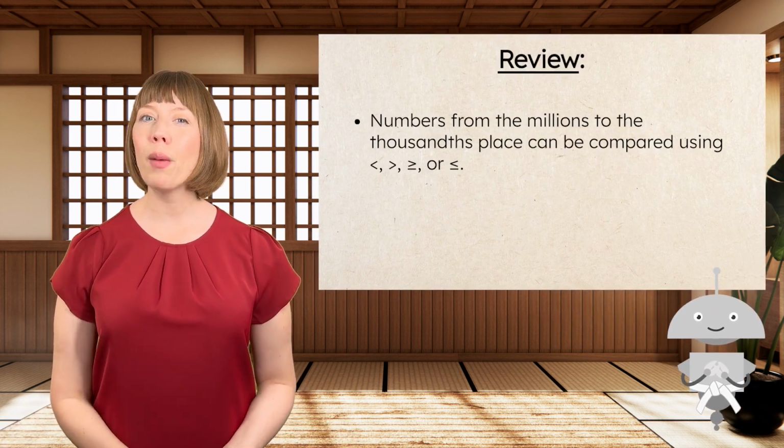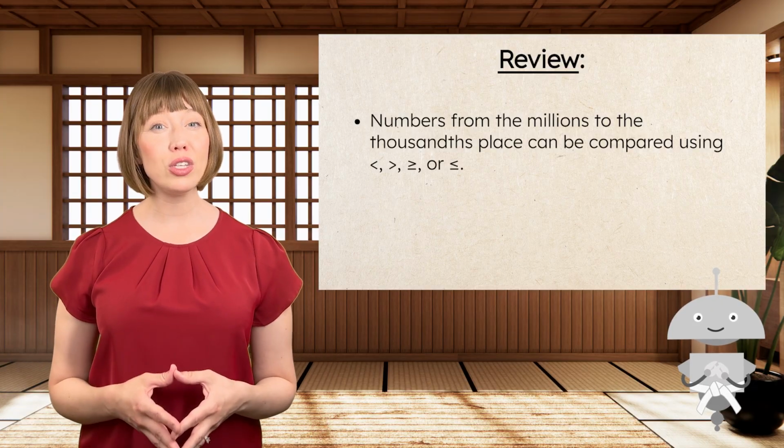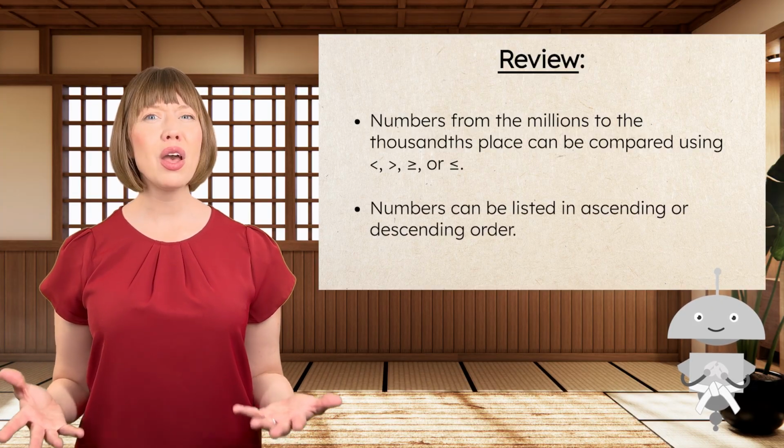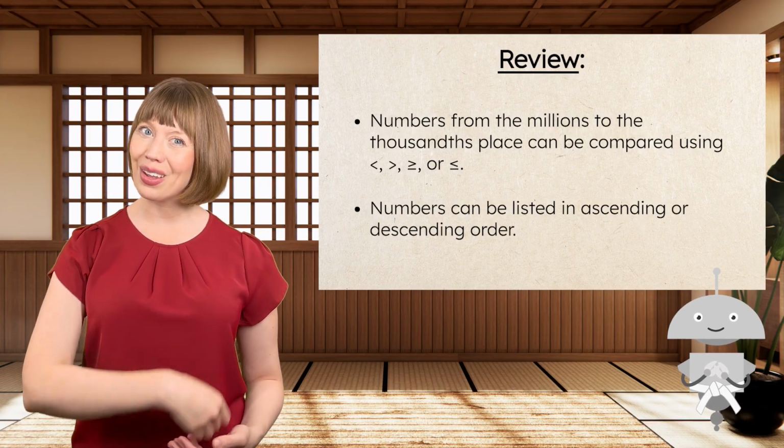So, what have we learned today? We learned that numbers from the millions to the thousandths place can be compared using specific symbols. And we know that numbers can be listed in ascending or descending order. You've earned the Comparing and Ordering Numbers badge, but your training isn't over just yet. Be sure to complete the practice questions and extension activities that go with this lesson to practice comparing and ordering numbers from the millions to the thousandths place.